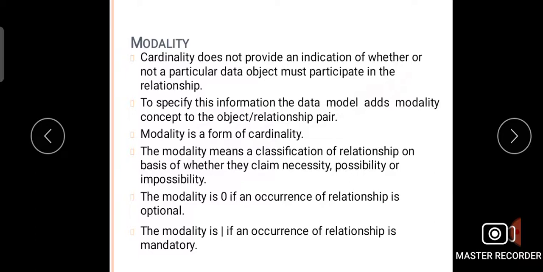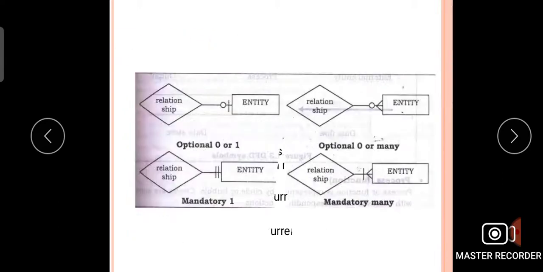Once again, if modality is 0, the relationship is optional, not compulsory, and if modality is 1, the relationship is mandatory. Here is the figure of modality. You can see modality using 0 occurrence and 1 occurrence. As we know, a relationship is shown using a diamond symbol.